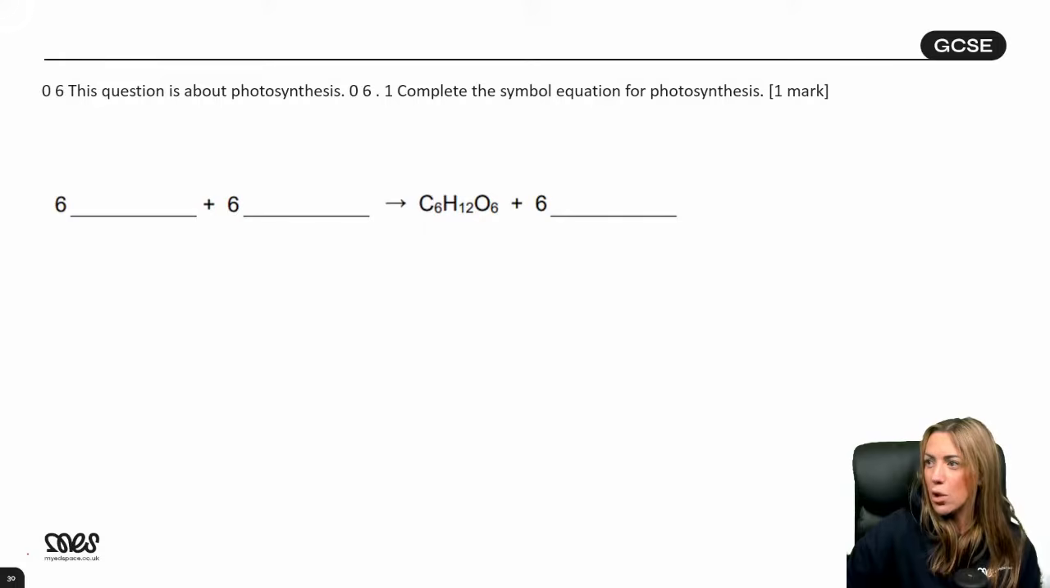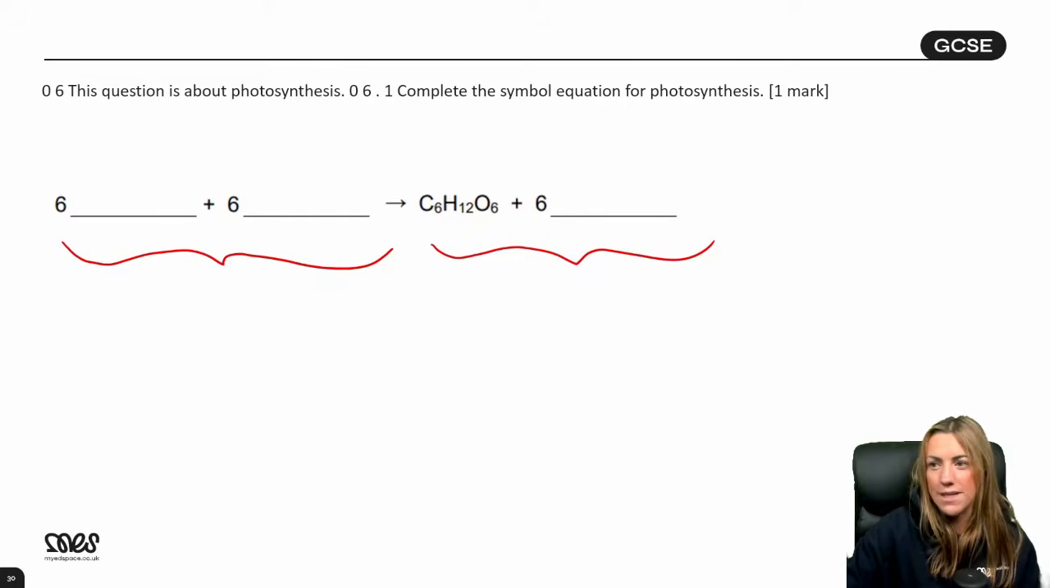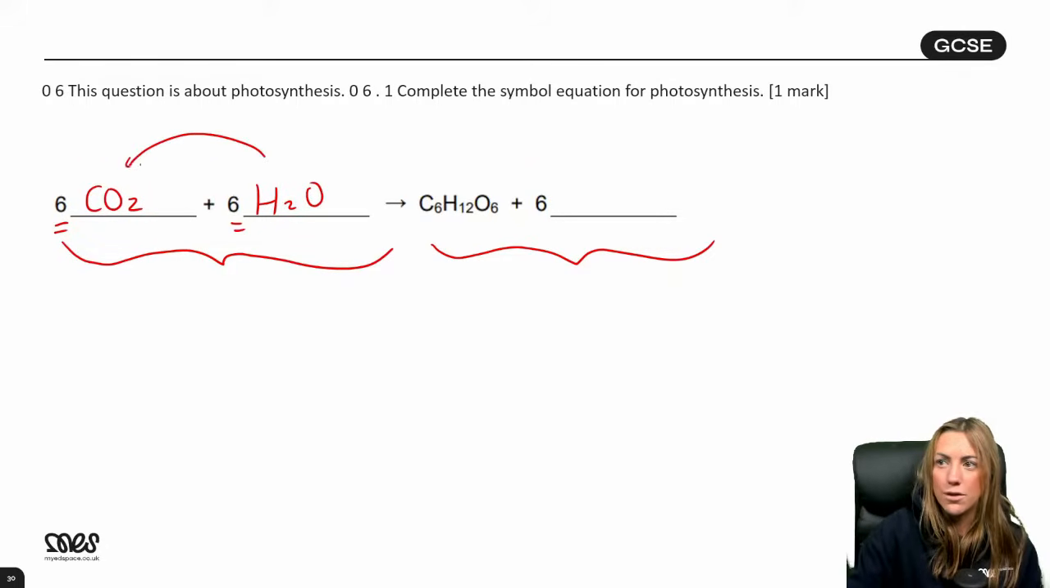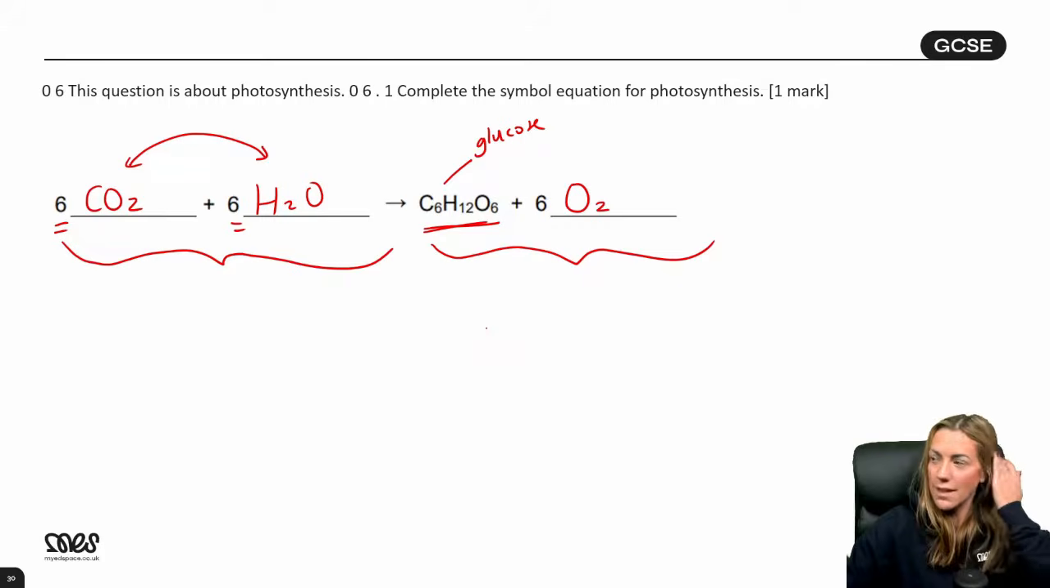Complete the symbol equation for photosynthesis. So what are the reactants? Because they're going to go on this side. And what are the products? Because they're going to go on this side. So photosynthesis, it needs carbon dioxide and water. They've very kindly already balanced it for us, and it doesn't matter which way round you put those. You could have put water there and CO2 there. It doesn't matter. It makes glucose, so C6H12O6 we should know is glucose, but it also makes oxygen. Nice and easy for 1 mark.